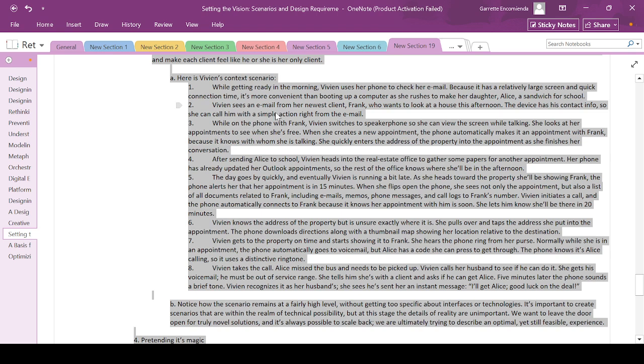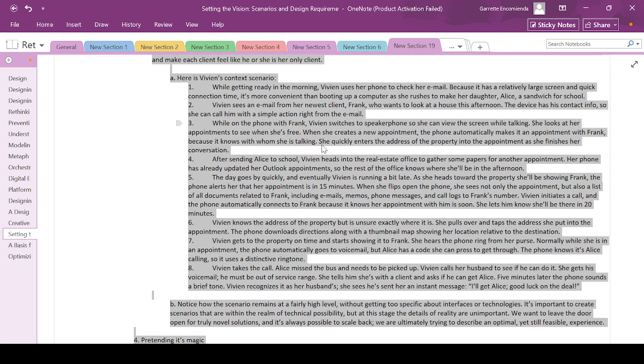Vivian sees an email from her newest client, Frank, who wants to look at the house this afternoon. The device has his contact info, so she can call him with a simple action right from the email. While on the phone with Frank, Vivian switches to speakerphone so she can view the screen while talking. She looks at her appointments to see when she's free.